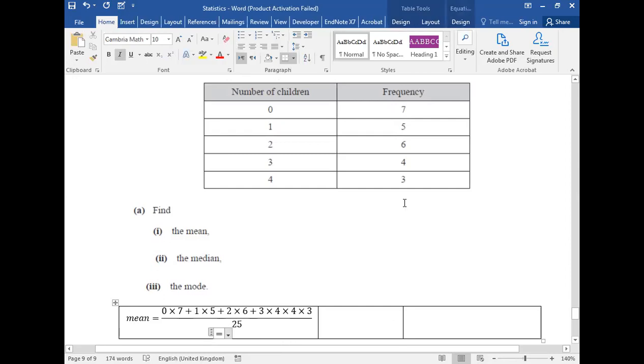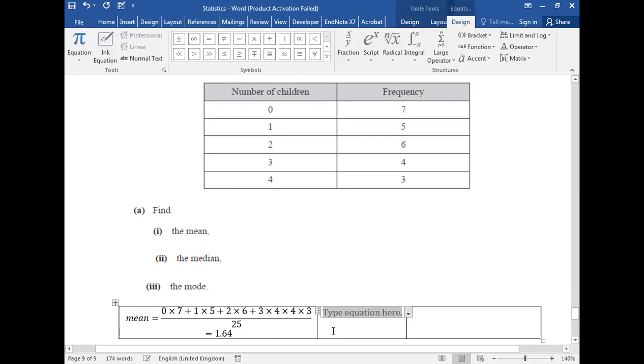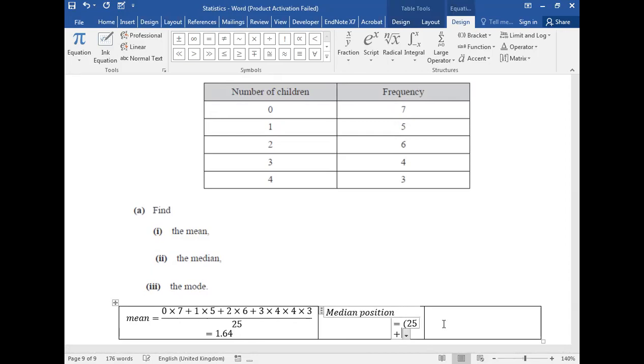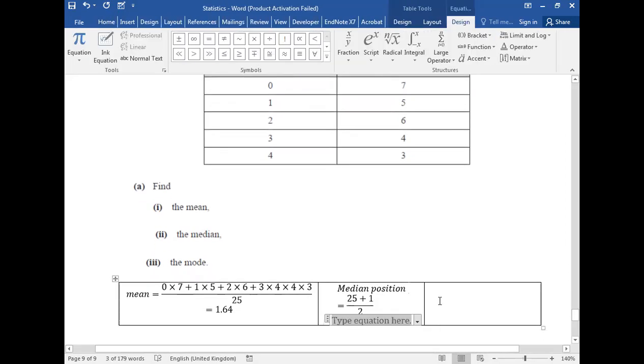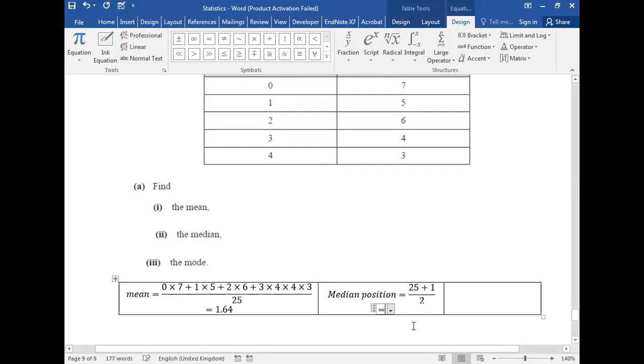What is your mean? 1.64. So on average, you will say women tend to have 1.64 children. Every woman tends to have 1.64 children. Is that right? Now how will I find the position of the median? Already arranged. I've told you, when I have this group data, it is already arranged. How many readings do I have? So the median position is 25 plus 1 upon 2. So how do I find the median position? What is the median position? 13.